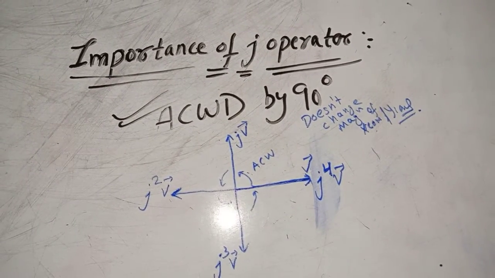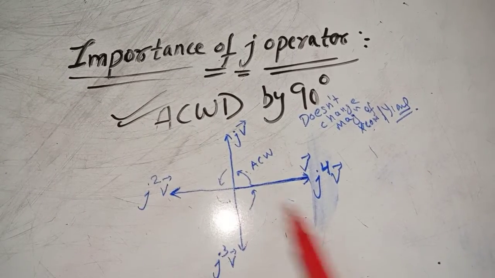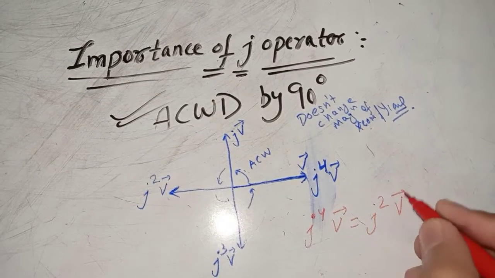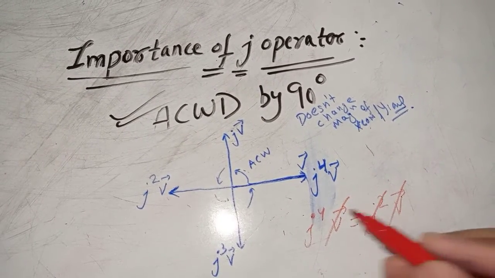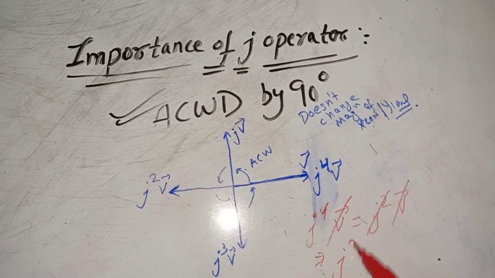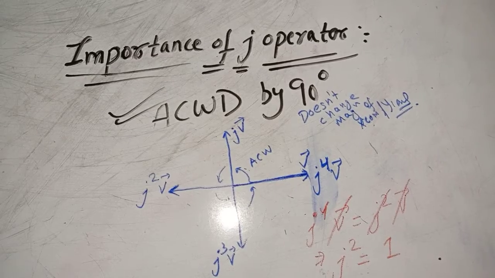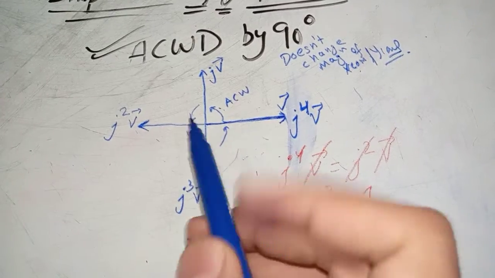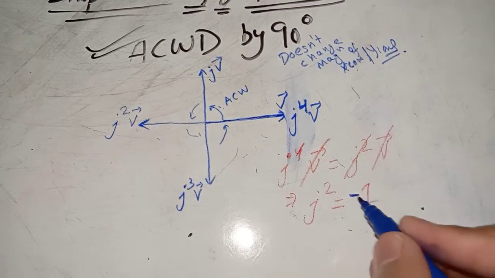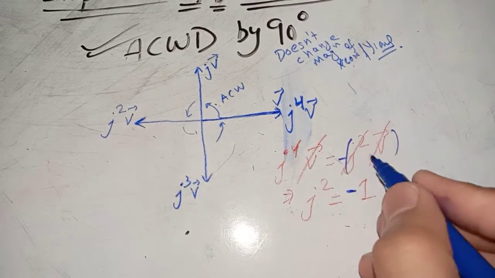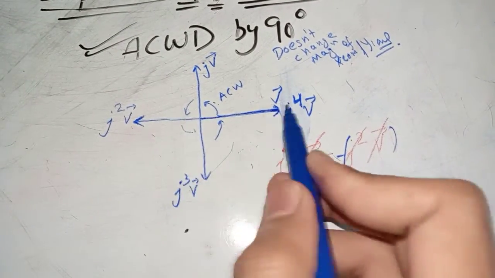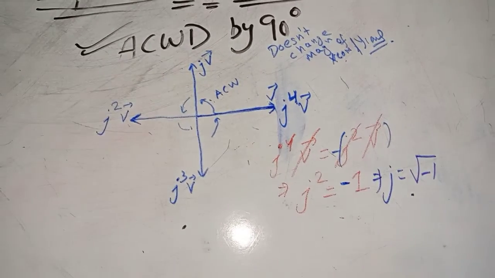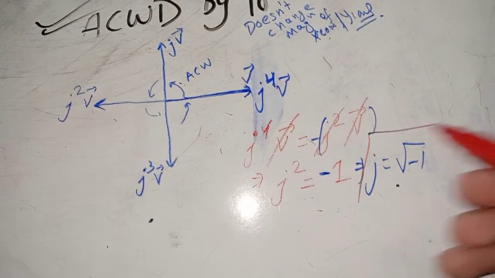See, now you can clearly see that this and these are opposite to each other. So I can write j to the power 4 v is equal to j square v. See, this gets cancelled out and this also gets cancelled out. So I'm left with j square equals 1. Now since this vector and this vector are opposite to each other, we are going to put a negative sign here. Since this vector and this vector are opposite to each other, so j square equals -1. So I can write j is equal to root over -1. This is the important relation you need to remember.